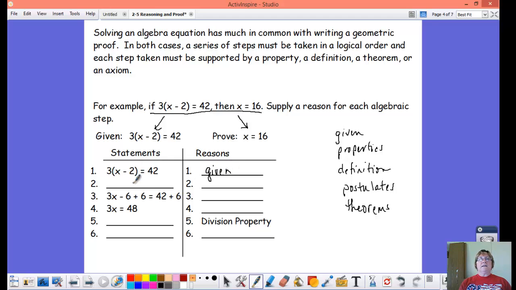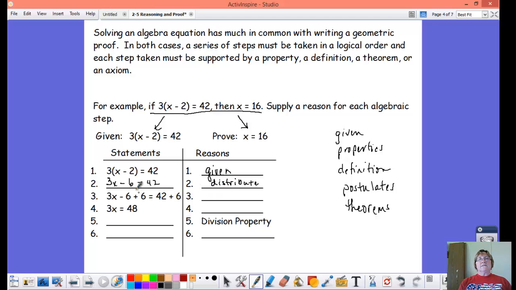3 times the quantity x minus 2 equals 42. As you look at what's next, I would ask you, what's the first thing that you would do in solving this equation? And I would bet almost every single one of you would say distribute. So I'm going to write that here. We're going to use the distributive property, or distribute is fine. The result of that distribution would be 3 times x, 3x, minus 3 times 2, so minus 6, equals 42.